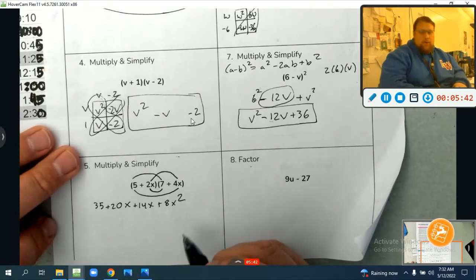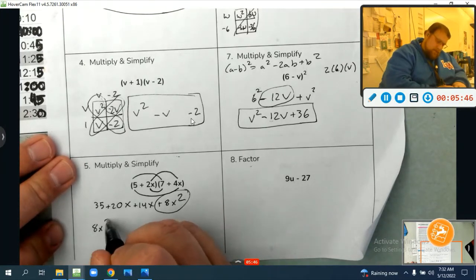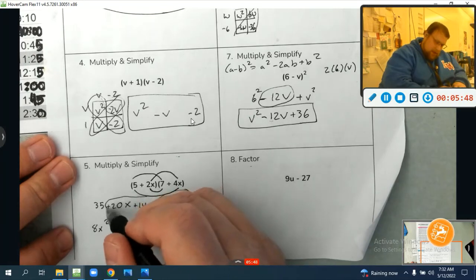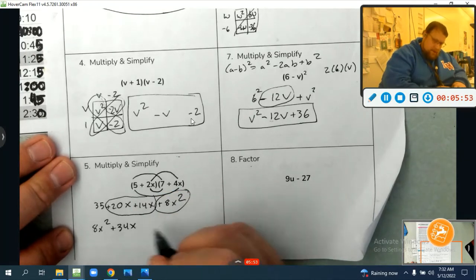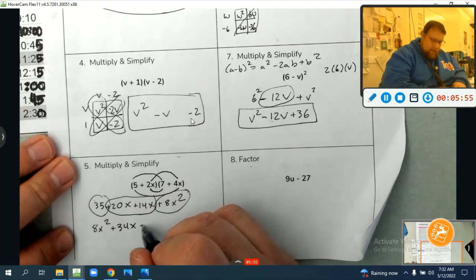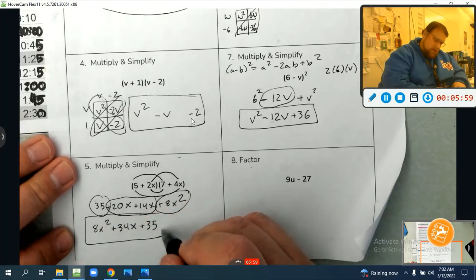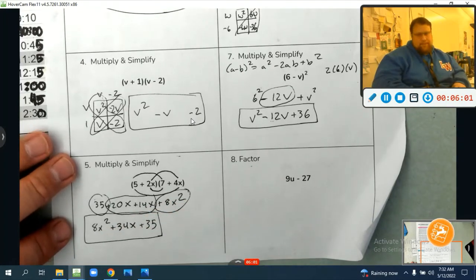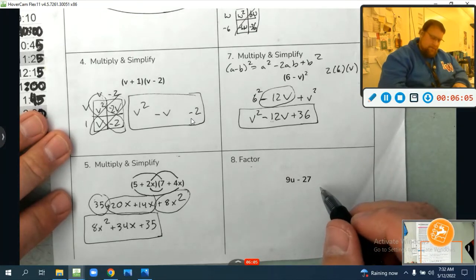Now I'm going to put this in order. 8x squared, this goes first, and it's a positive, so 8x squared. Middle terms go next. 20x plus 14x is plus 34x. And then last is plus 35. And in answer to any questions I'm getting, yes, these need to be written in order. That matters. Okay? You wouldn't lose a ton, but you will lose points if it's not in order.